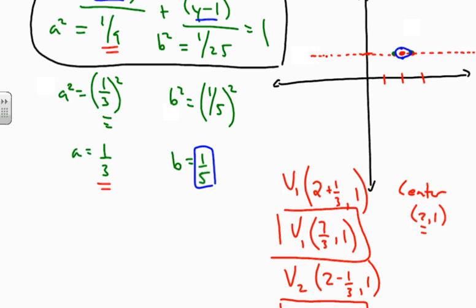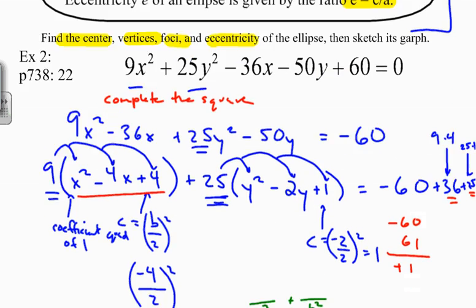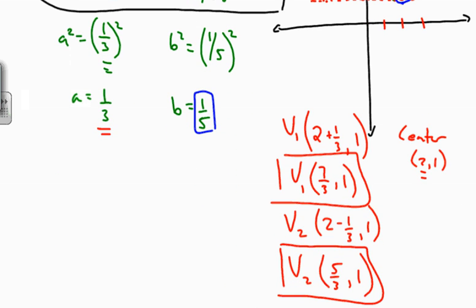Now, from here, we're going to find our foci. Our foci are going to be c units away. In order to find the c value, this is where we use our next equation: c squared equals a squared minus b squared. That's the key part we're looking for, because c is the distance from the center to each one of the foci.